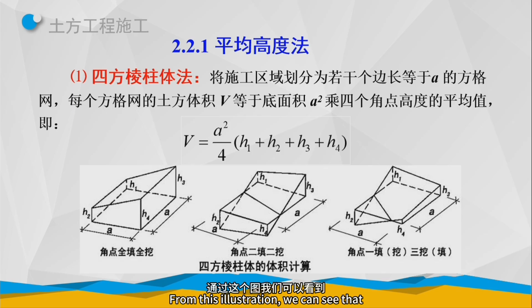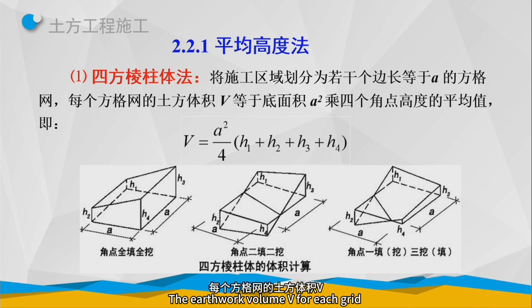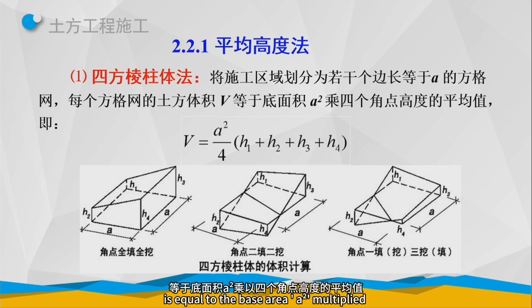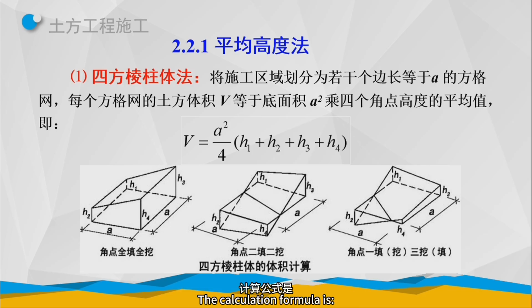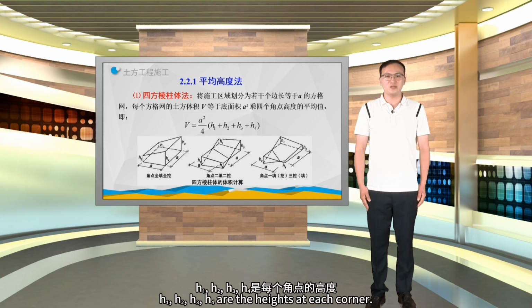From this illustration, we can see that the construction area is divided into several square grids with side length A. The earthwork volume V for each grid is equal to the base area squared multiplied by the average height of the four corner points. The calculation formula is V = A²/4 × (H1 + H2 + H3 + H4). Here, A is the side length of each grid square. H1, H2, H3, H4 are the heights at each corner.